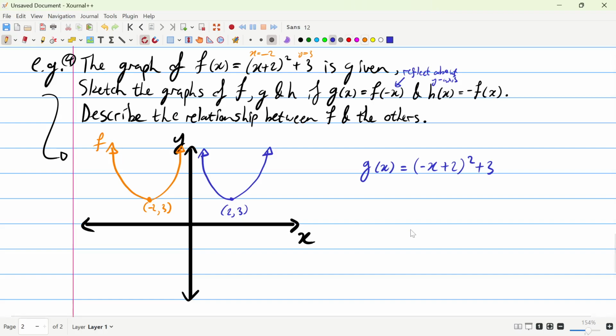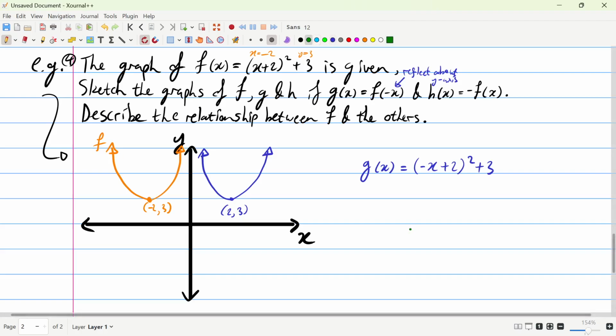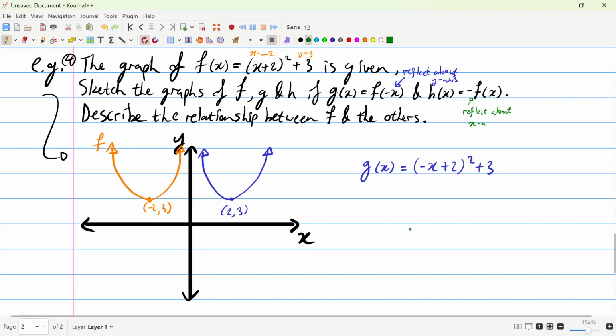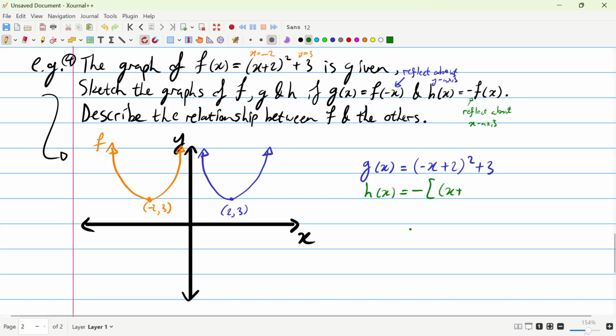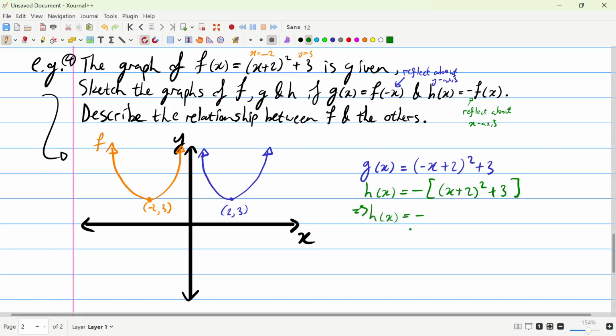Now we have h of x, okay? H of x we'll do in green. We can see that y, which is f of x, obviously, is being negated, meaning we need to, for this one over here, reflect about the, which axis? X-axis. Okay. And notice that when we look at the graph of h of x, we are negating it, meaning it's going to be negative of x plus 2 squared plus 3. And then this implies that h of x is just going to be equal to negative x plus 2 squared, and this will be minus 3.